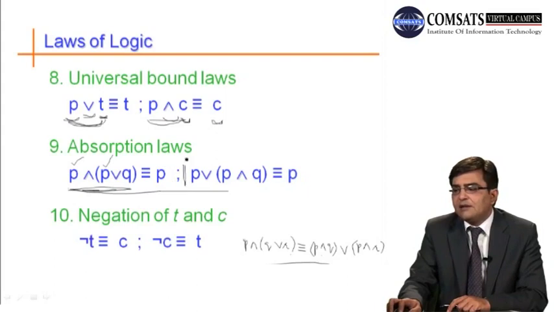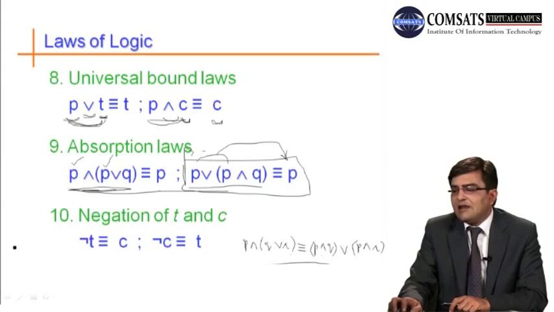Similarly, the second law here is also a special case of distributive law. We can prove it: P or (P and Q) is logically equivalent to P. So if we have two same propositions in distributive law, then this left hand side compound proposition will be equivalent to the proposition which comes two times on the left hand side.